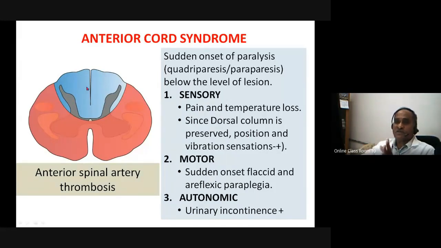Since it is not damaged, the vibration sense, the position sense, and the discriminatory sensations are intact. This type of change in sensation is a dissociated sensory loss. That means the discriminatory sensation is intact, and the pain and thermal sensations are lost. That is in terms of sensory involvement in anterior cord syndrome.